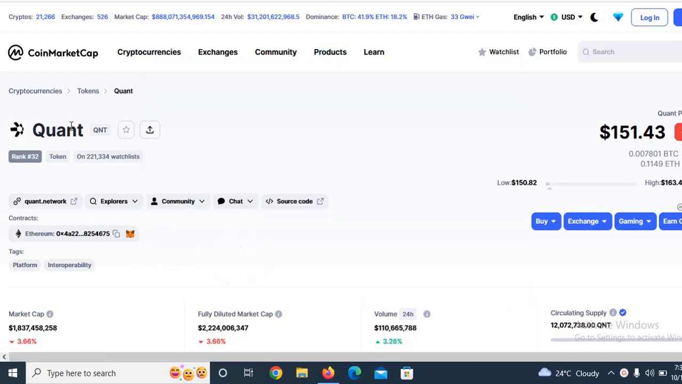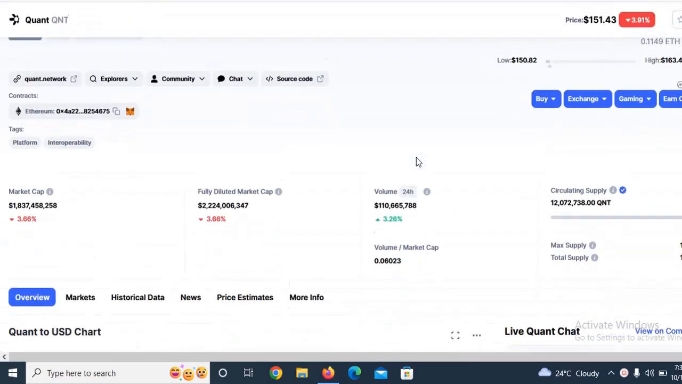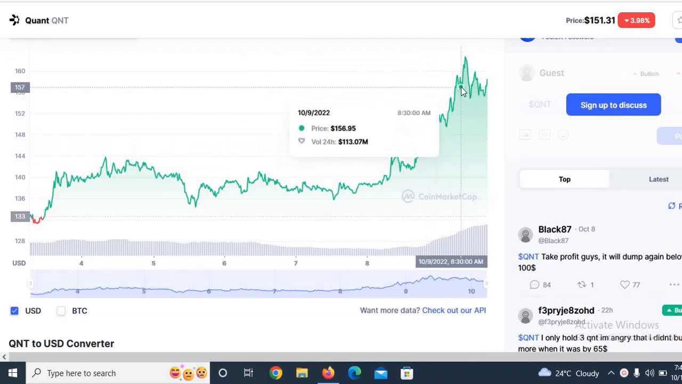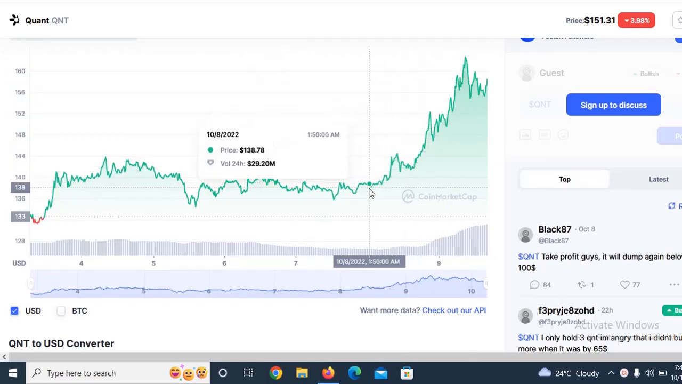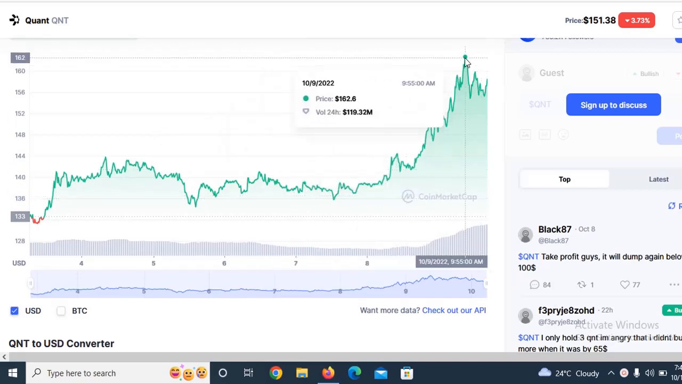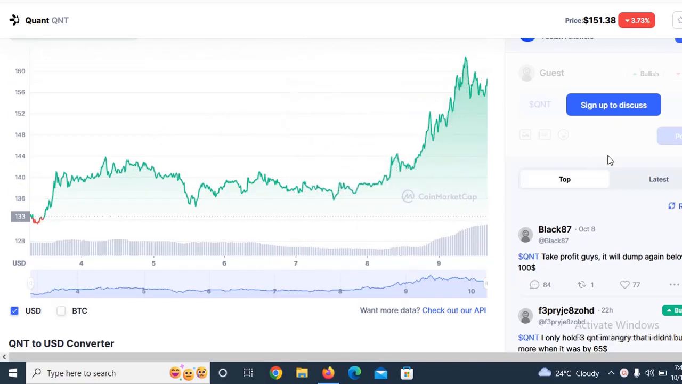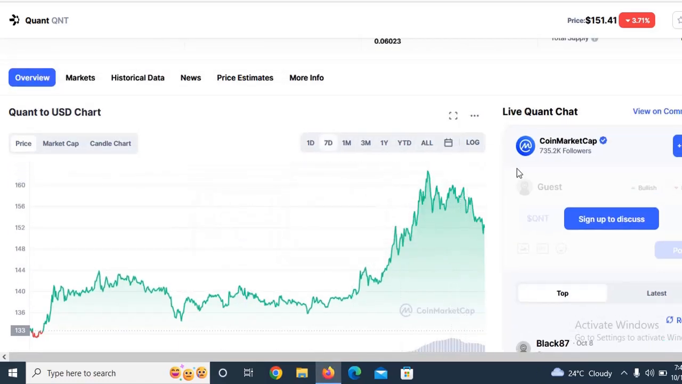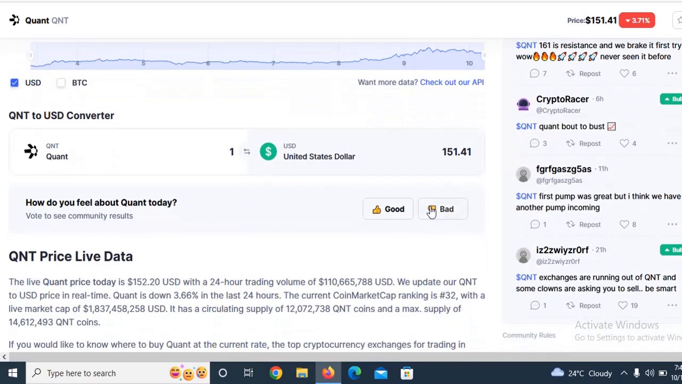Today we'll be looking at one of our favorite coins, which is Quant, or QNT. We've seen Quant outperform a lot of coins in the market, right? This week, we've really seen it having a very high upside from around 137 up to even 162 this week.